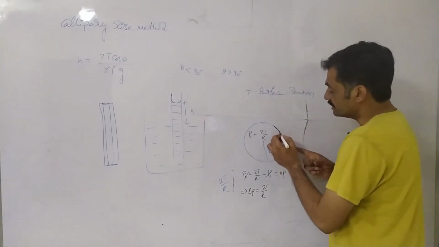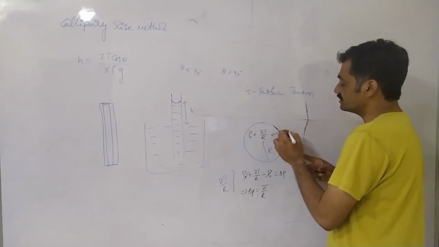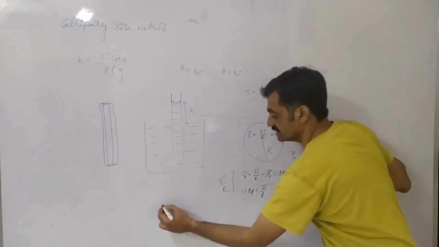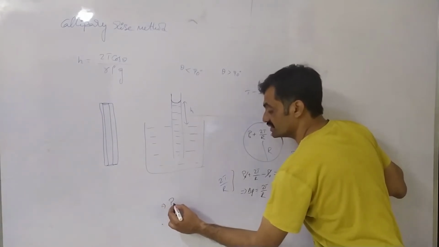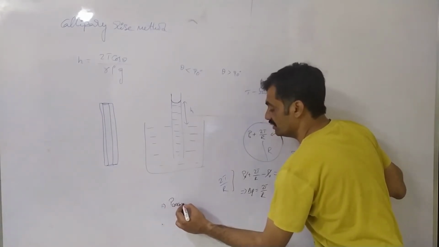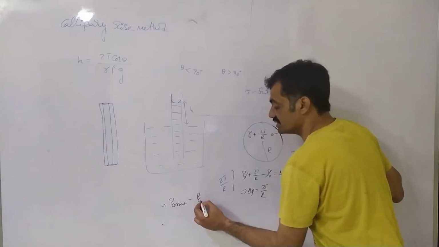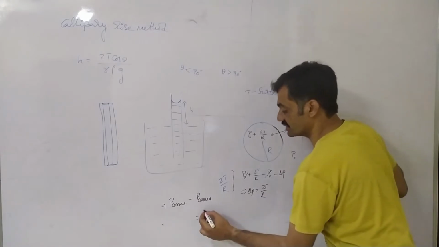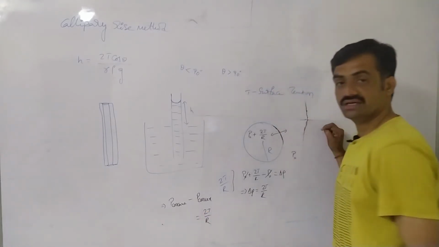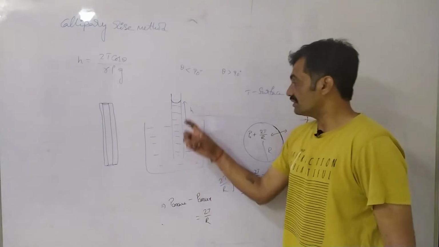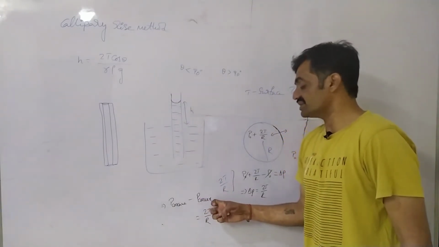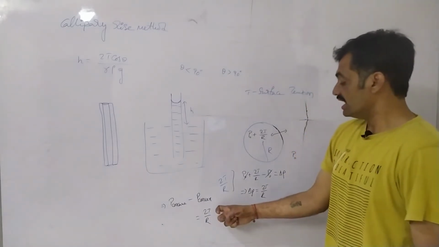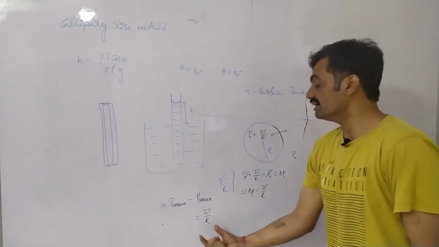Observe that this is the concave side and this one is the convex side. Now in this case, we can represent that the pressure on the concave side minus the pressure on the convex side is equal to the excess pressure, 2T by R.